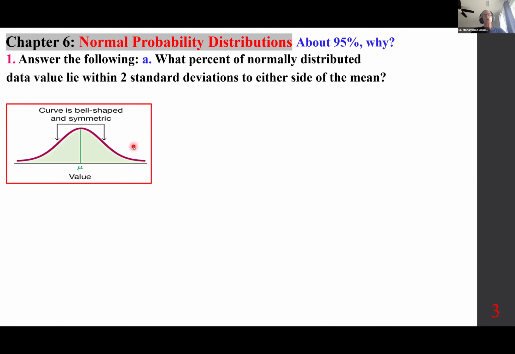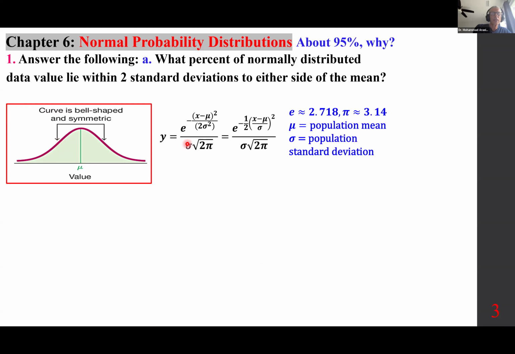Here's a normal distribution, which is bell-shaped, and the curve has this formula, y equals e to the power of minus (x minus mu) squared over 2 sigma squared, over sigma times the square root of 2 pi, where e is the base of the natural log, 2.7182, and it continues indefinitely. Pi is 3.14159, and it continues indefinitely. Mu is the population mean, sigma is the population standard deviation. And so we are dealing with a normal distribution.